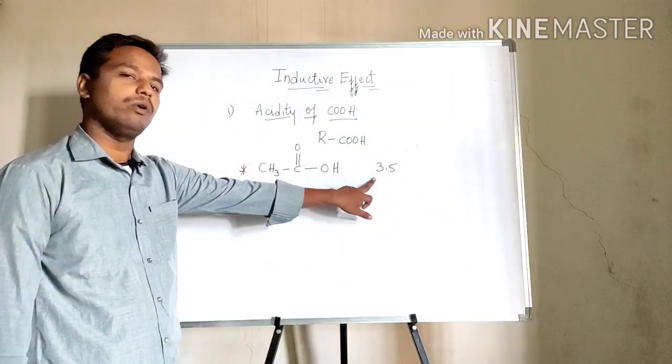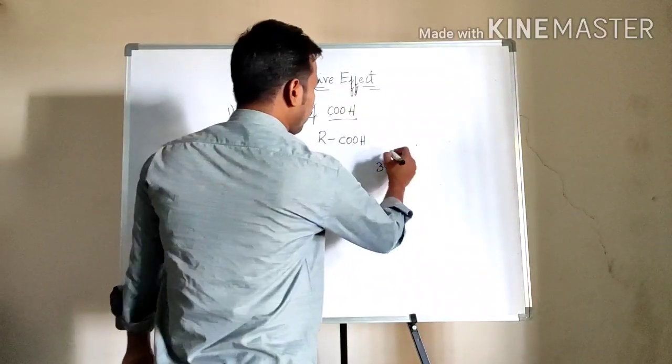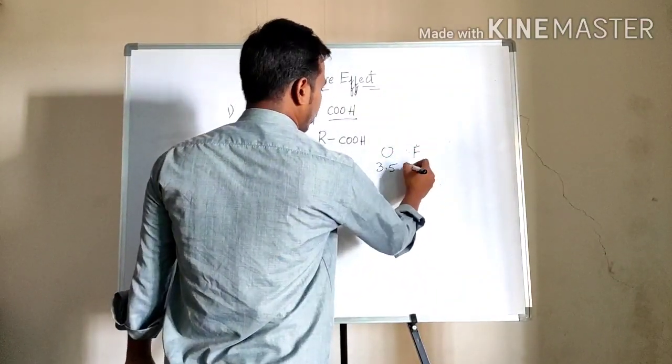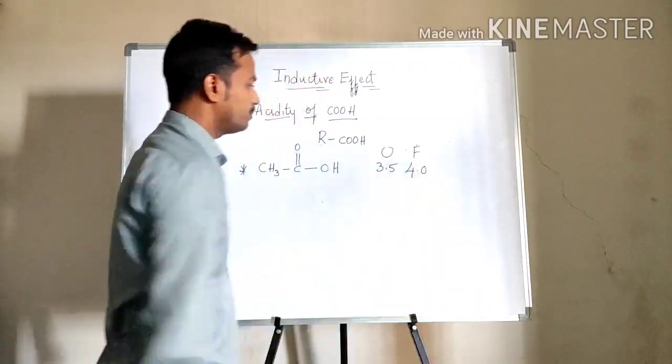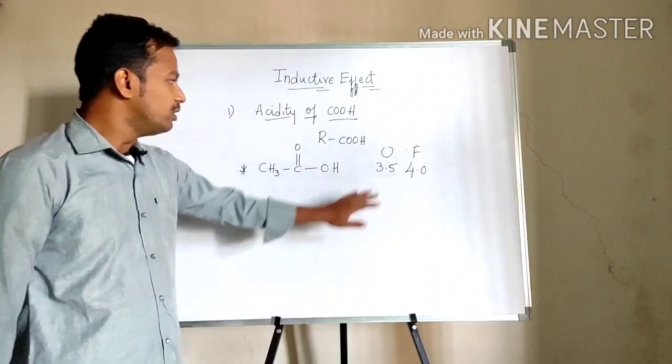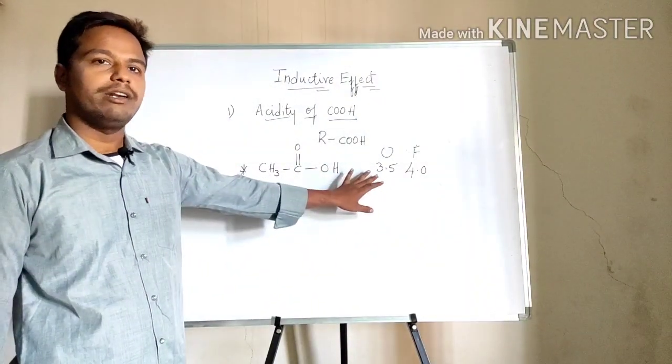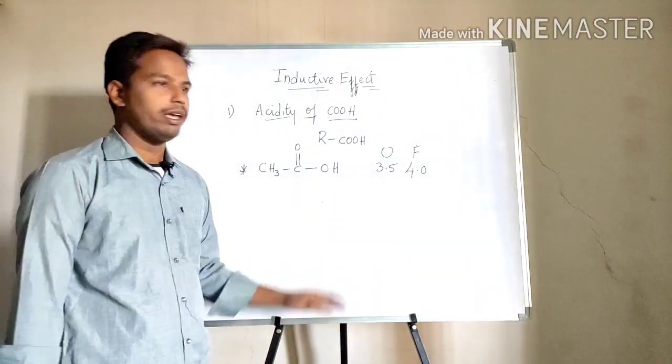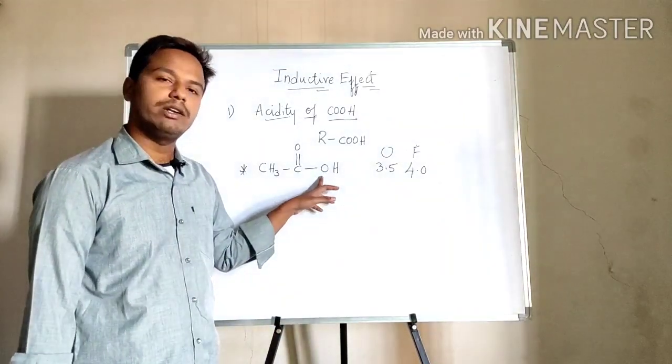with a value of 3.5 on the Pauling scale, whereas for fluorine it is 4.0. That makes oxygen the most electronegative element when compared to carbon. Here, oxygen is the most electronegative element.